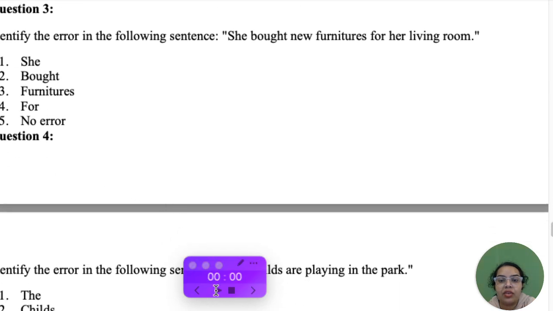30 seconds. Scroll and show question number 4. One question, 30 seconds are enough. These are very short, small questions.